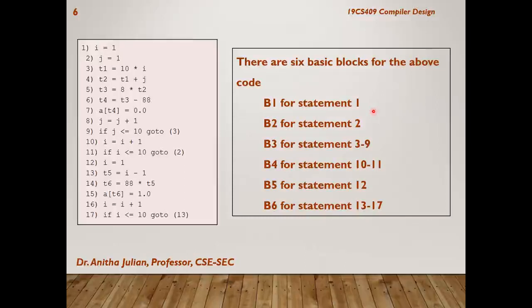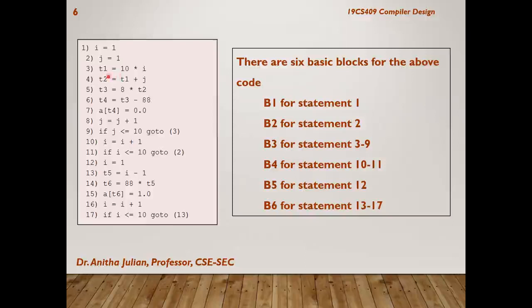So for each leader, we will assign a block. For statement number 1, B1; statement number 2 is a leader, so it is B2. And statement number 3 to 9, because as per step 2, from the leader we have to go down till the next leader. See, if I take B1, there is only one statement because statement 2 itself is a leader. So that is why in B1 there is only one statement. Similarly, in B2 also we have statement number 2. Immediately 3 is the leader, so we have to assign only statement number 2 to B2.